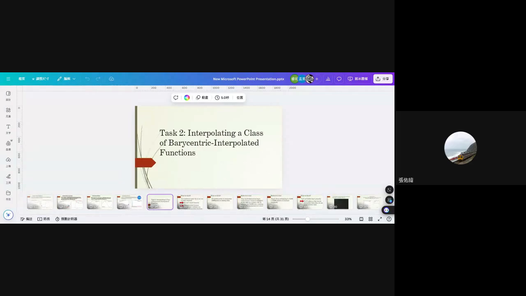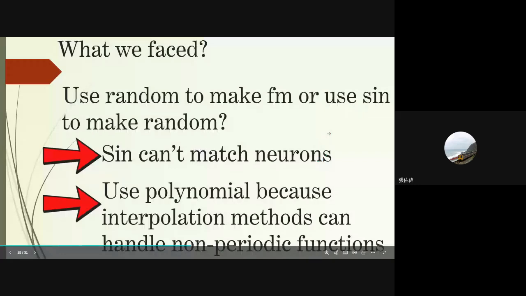Let's see this one. Next page. Next teammate, somebody else talking? Go ahead.